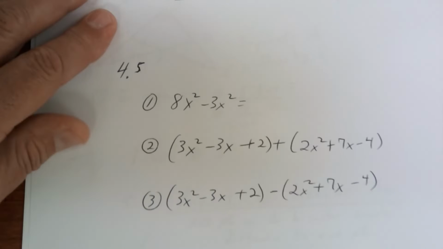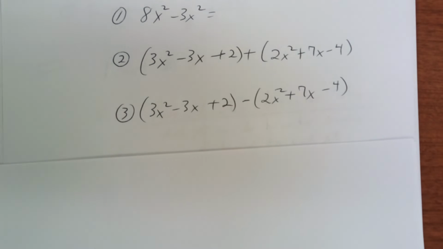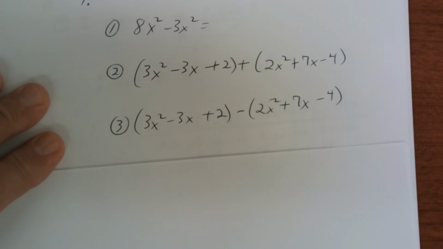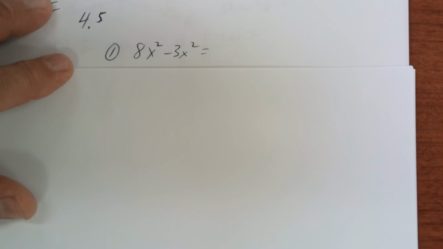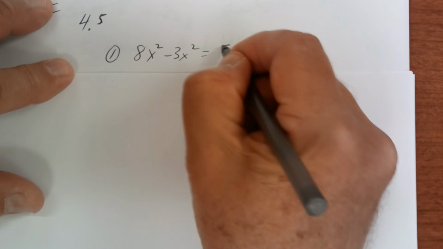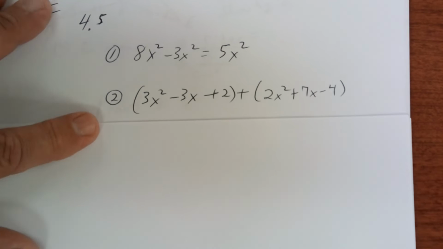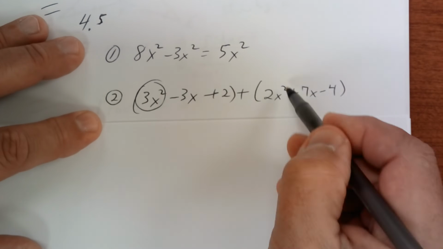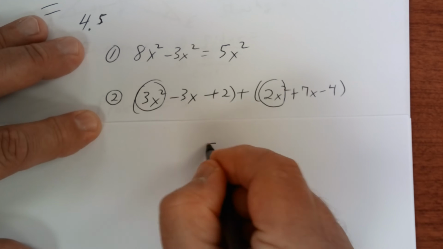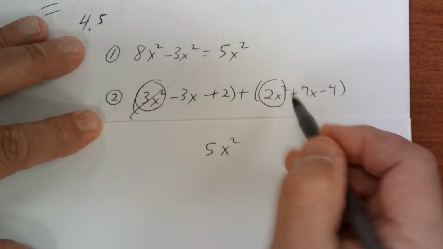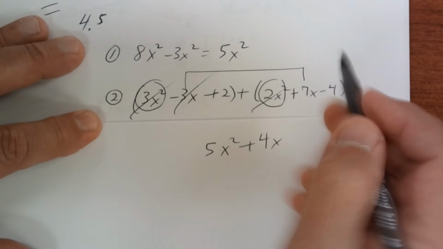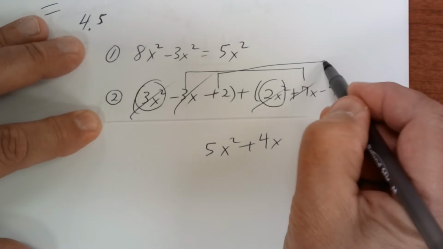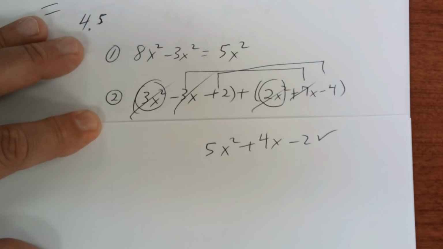Copy these down right here on a new sheet of paper. And we're going on to 4.5. Tomorrow's a practice test. Friday is a test for some of you in class. This right here is like terms. So this is going to be 5x squared. This one right here is a plus. So you're going to add these two up right here. And you're going to get 5x squared. This one and this one is going to give you plus 4x. This one and this one is going to give you a negative 2. And then you're done. Okay?